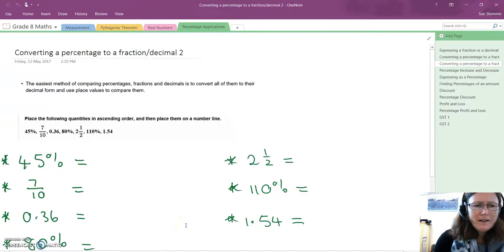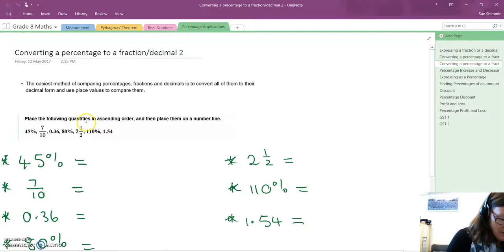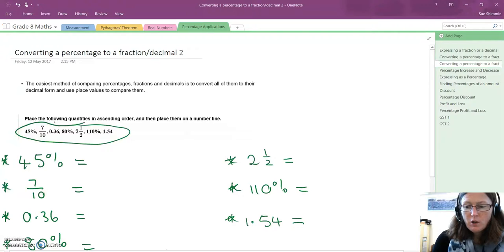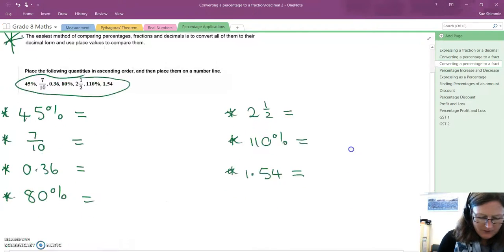Okay, we're going to look at a harder example of converting a percentage to a fraction or a decimal. This question is asking us to put these numbers in ascending order, that's from lowest to highest, and then put them on a number line. If we read here, the easiest method to compare percentages, fractions and decimals is to convert them all to decimals, and then we can compare them. So let's convert all these numbers to decimals.